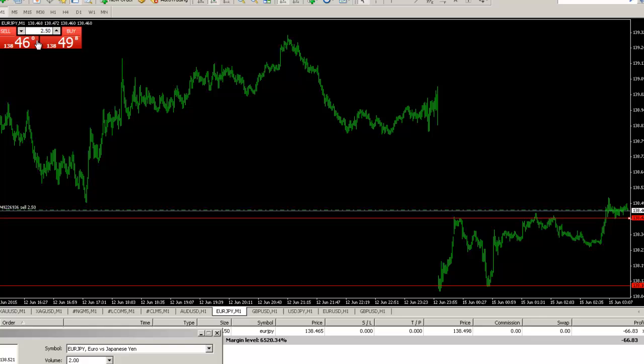Okay, so I have my trade open. What I'm doing is shooting for just a few pips, nothing crazy, but at the same time I know I'm trading in the direction of the main trend, which is still down.